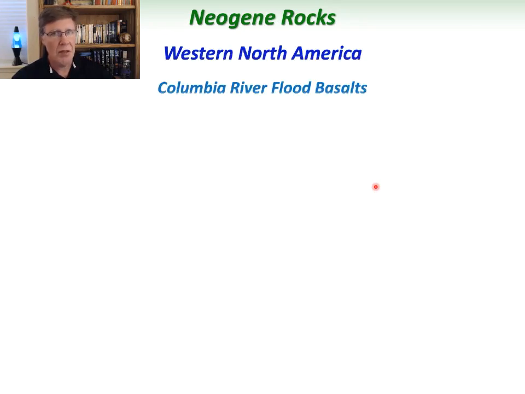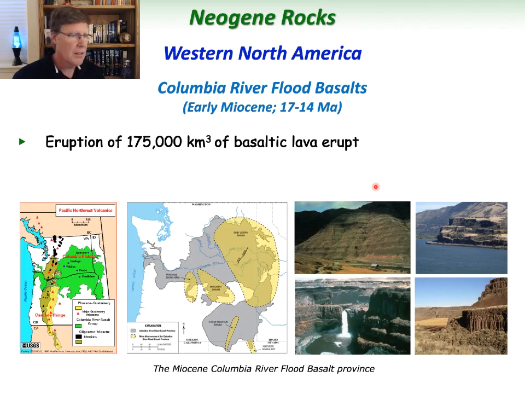Let's move over to western North America and talk about the Columbia River flood basalts. These are Miocene in age and started forming about 17 million years ago. They erupted about 175,000 cubic kilometers of mostly basaltic lava. We've been talking about flood basalts typically in the range of millions of cubic kilometers, so this is just a little one. But all flood basalts really get their start when a mantle plume first forms and starts to interact either with an oceanic plate or a continental plate. In this case, it's the North American plate.